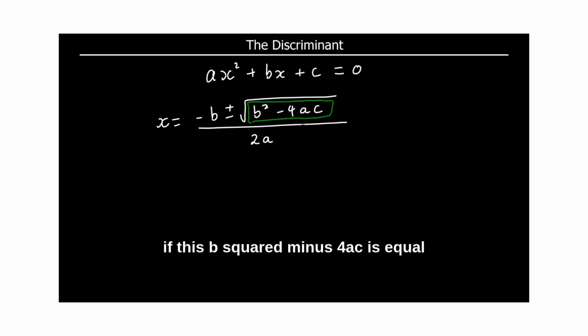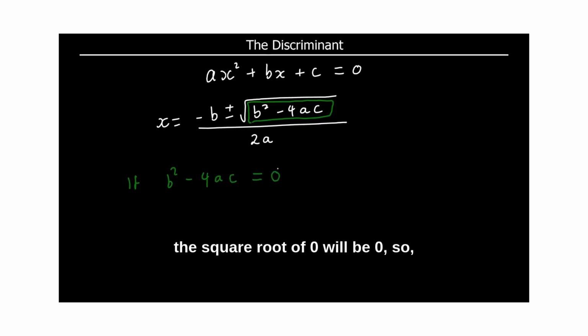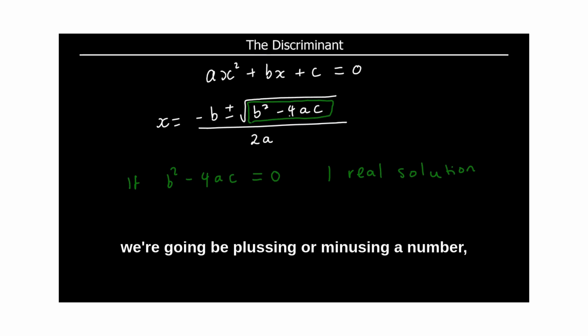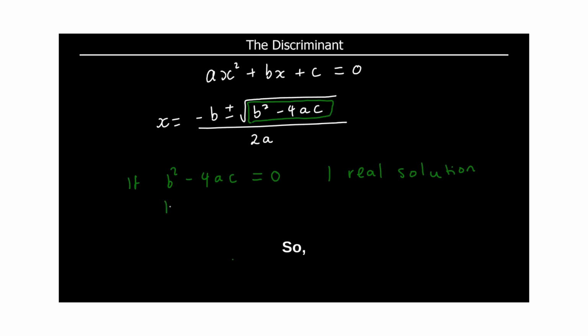If b squared minus 4ac is equal to 0, the square root of 0 will be 0. So we're only going to get one answer because we're plussing or taking away nothing. There's only one real solution. If b squared minus 4ac is positive, we're going to be plussing or minusing a number, and we're going to get two different solutions. So if b squared minus 4ac is bigger than 0, we get two real solutions.